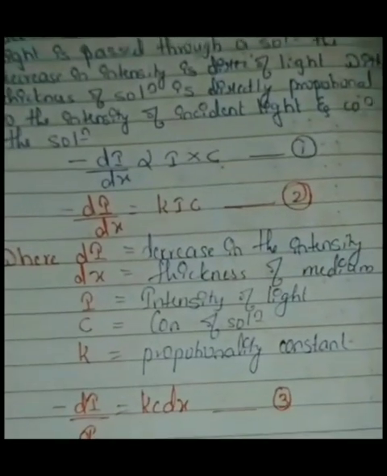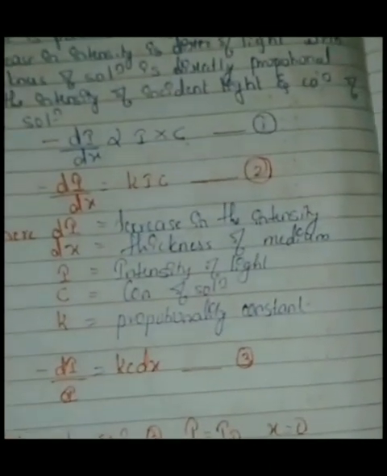Next comes Beer-Lambert's law. This is the third one. These three laws, Beer's law, Lambert's law and the Beer-Lambert law, are very similar. Let us start with the Beer-Lambert law. The derivation is important for 4 or 5 marks, so you need to prepare for it.